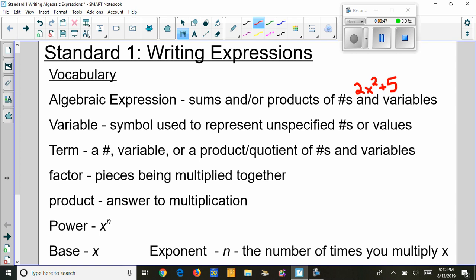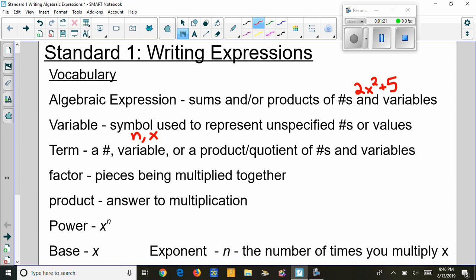A review would be the definition of a variable, which is a symbol used to represent unspecified numbers or values. And we will stick with using letters. Most commonly, n and x are used, but any letter A through Z could be used to represent these unspecified numbers or values.